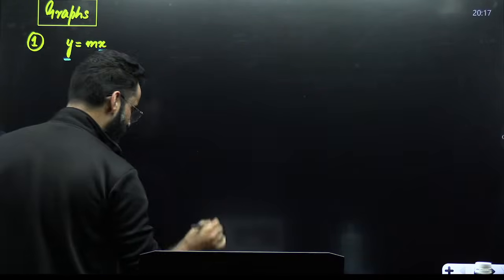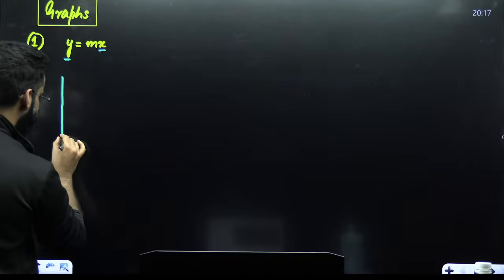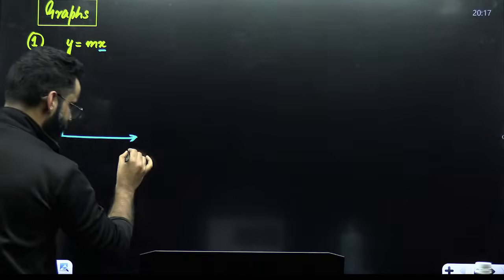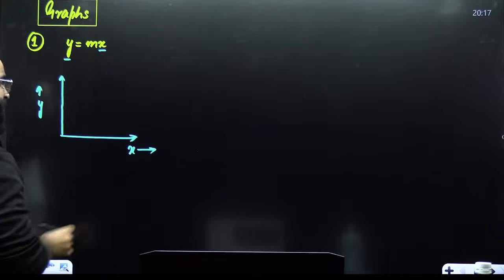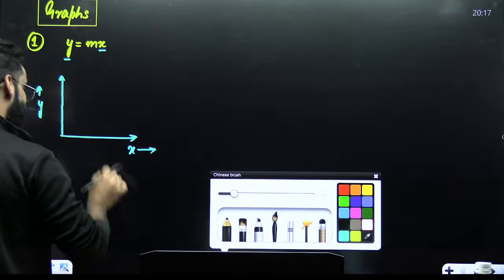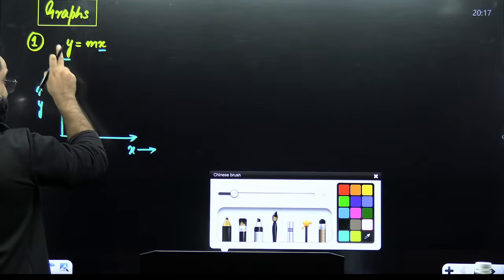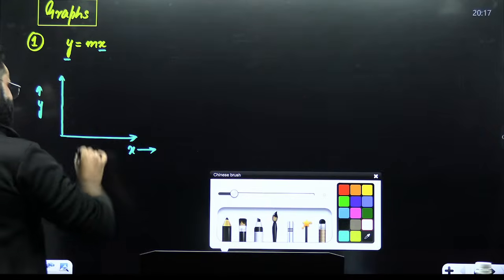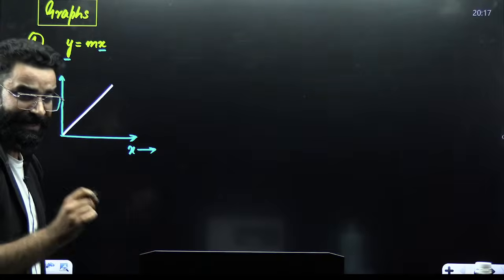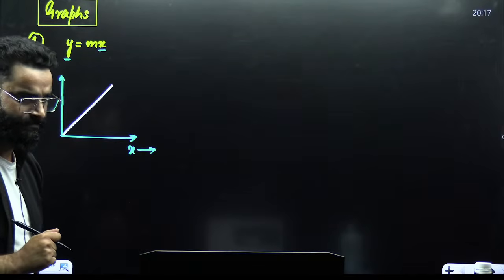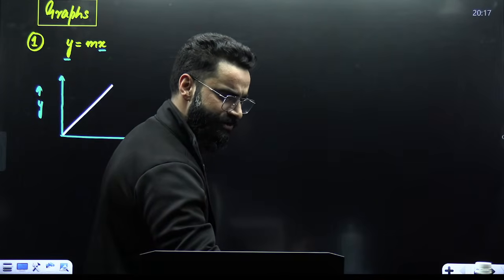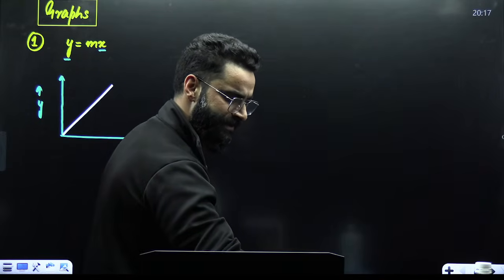Pretty much simple. For example, this is your y-axis. This is your x-axis, right? And you have to plot a graph between y and x for the equation y is equal to mx. Let me tell you, the nature of the graph will be a straight line passing through origin, my dear students. Number one.